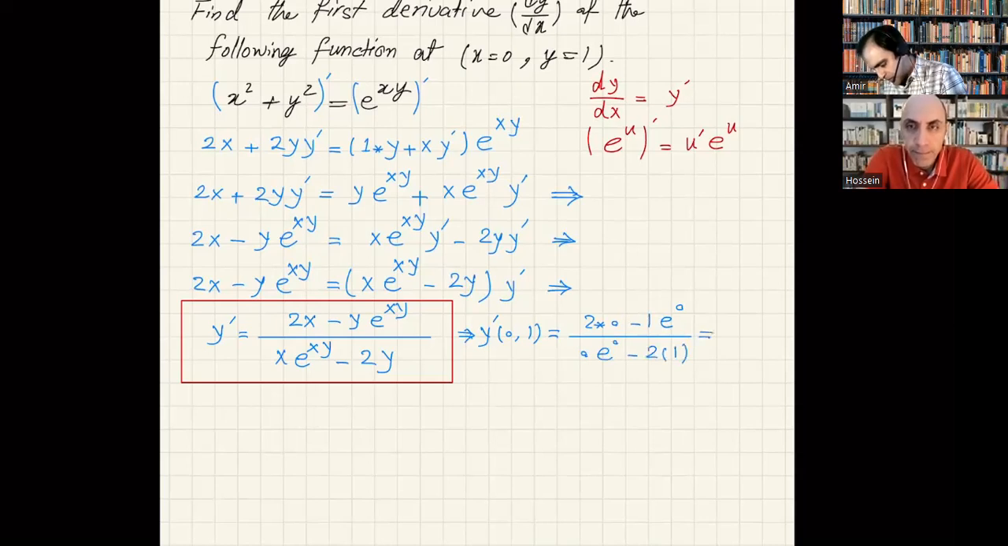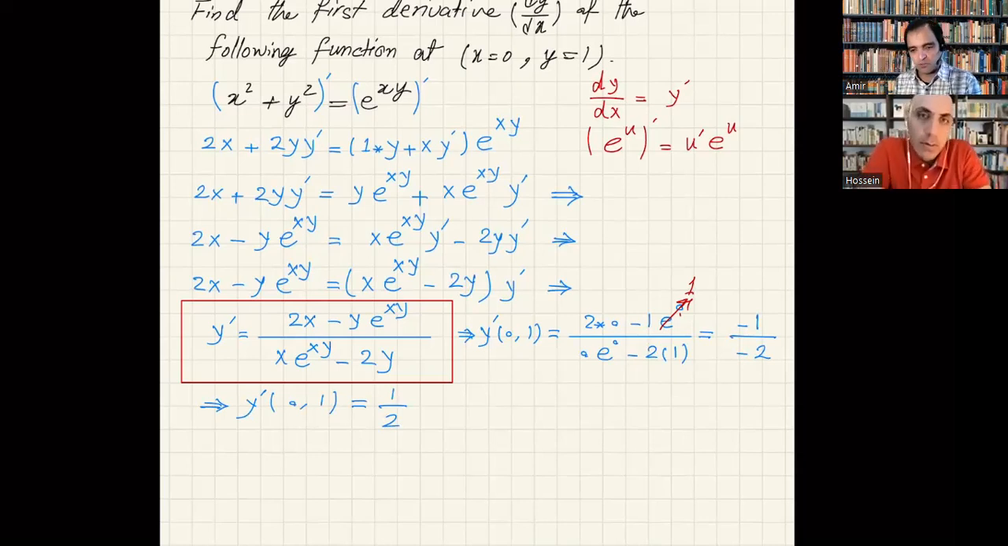If you simplify, we know that e to the power of 0 is 1. So it's going to be minus 1 divided by minus 2, correct? So the derivative at 0 and 1 is equal to 1 over 2, or 1/2. That's the final answer for this problem.